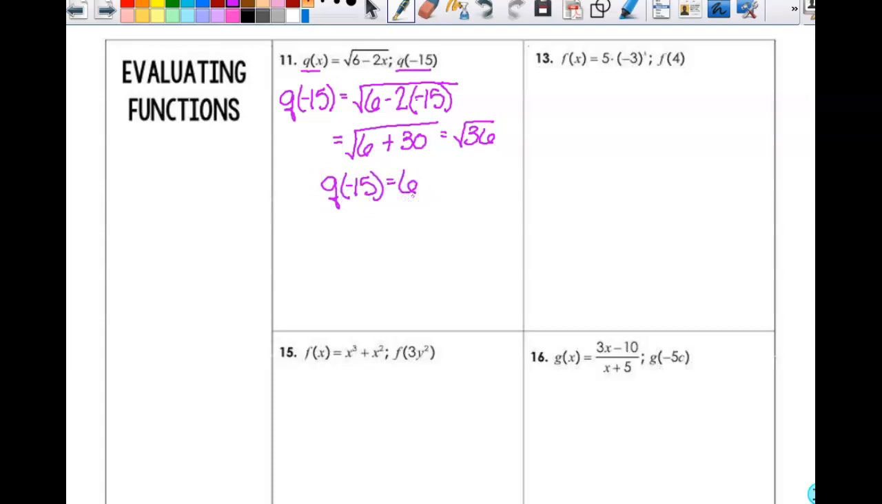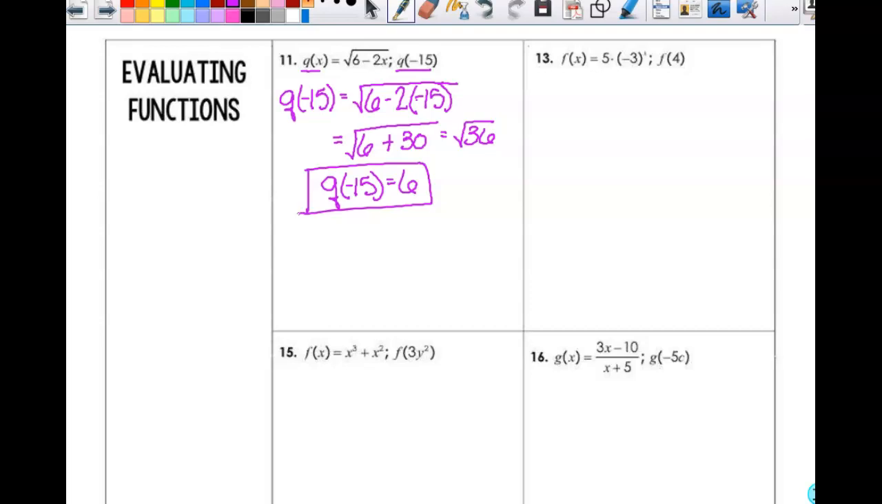That's how you write your answer. It's not just a 6 that you box. Like, what is 6? Q of negative 15 is 6. Okay? So you've got to get real good at being able to, somebody needs to be able to follow your work and know where numbers came from and all the good kind of stuff. Okay, we all good on that?